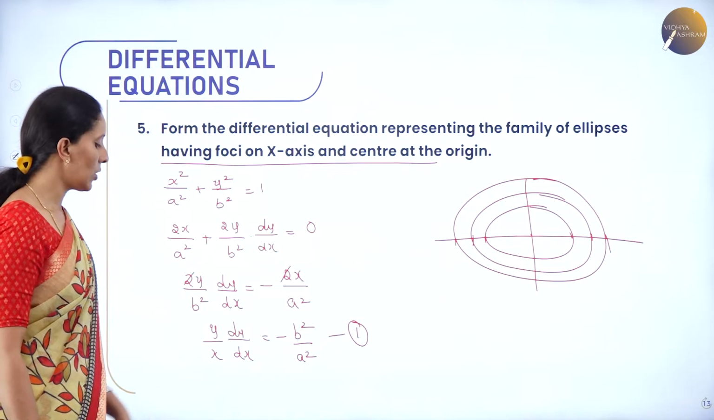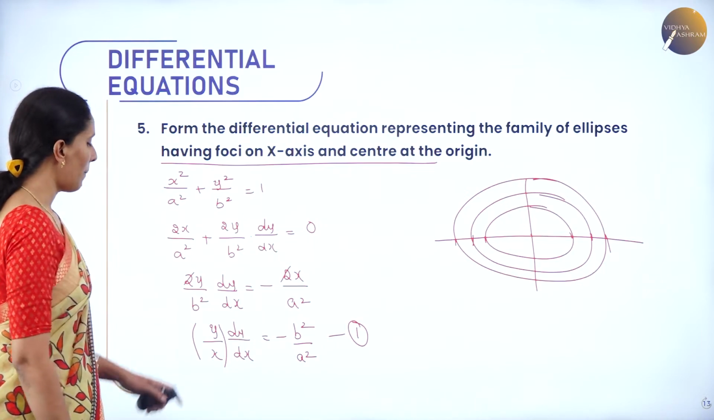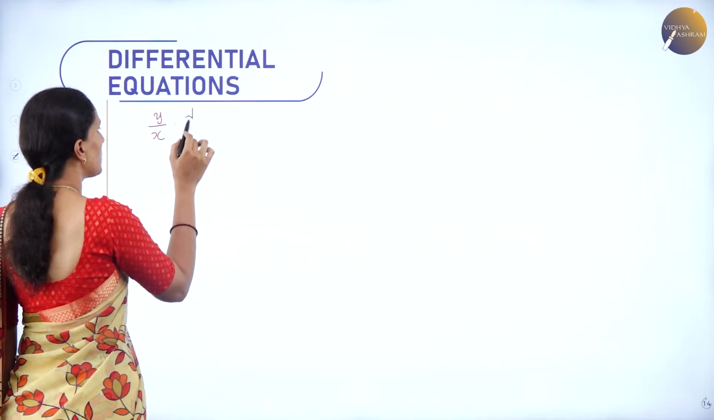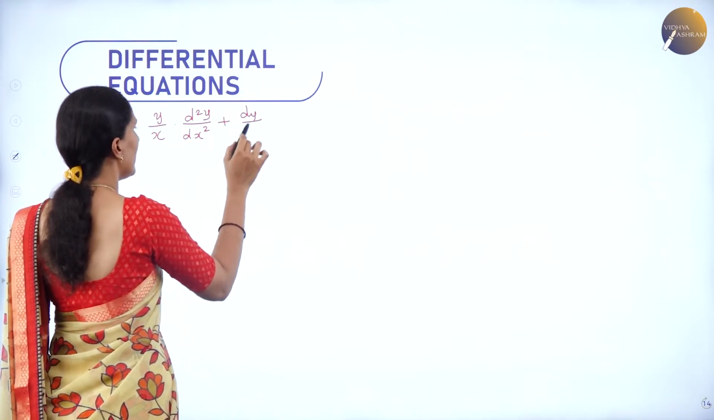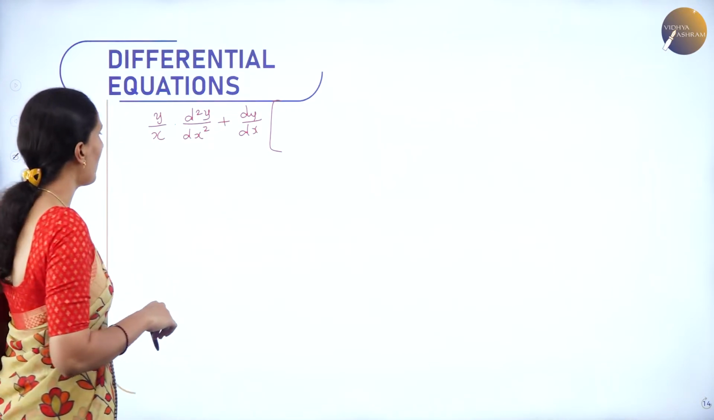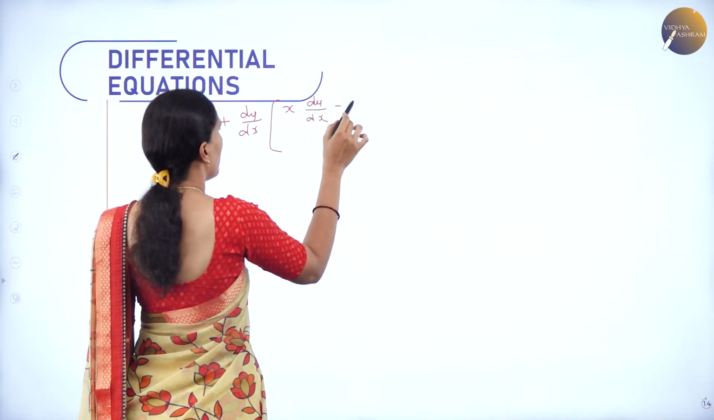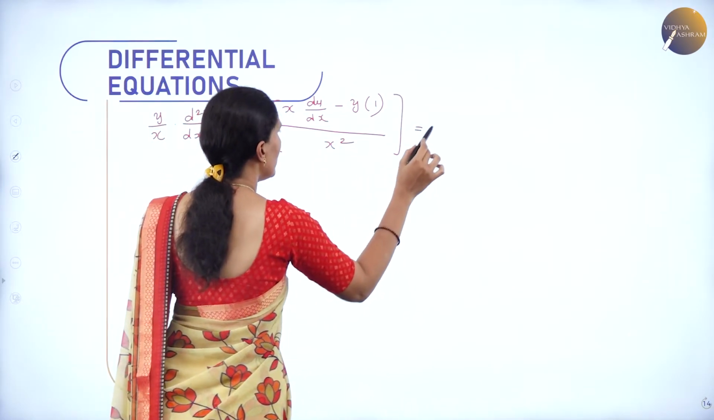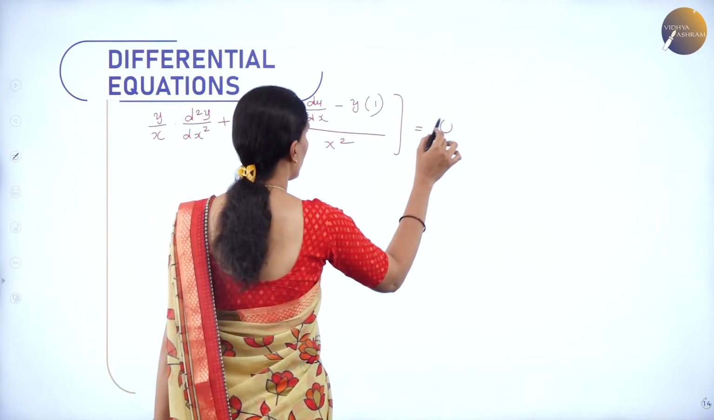Now differentiate this equation again. So take this as one function, dy by dx as another function. Apply the product rule. So first function y by x into derivative of second is d square y by dx square, plus dy by dx into derivative of this. Since this is in the quotient form, apply this rule. So x into dy by dx minus y into 1, whole divided by x square. And on the right hand side you have minus b square by a square which is a constant. So therefore it is 0.